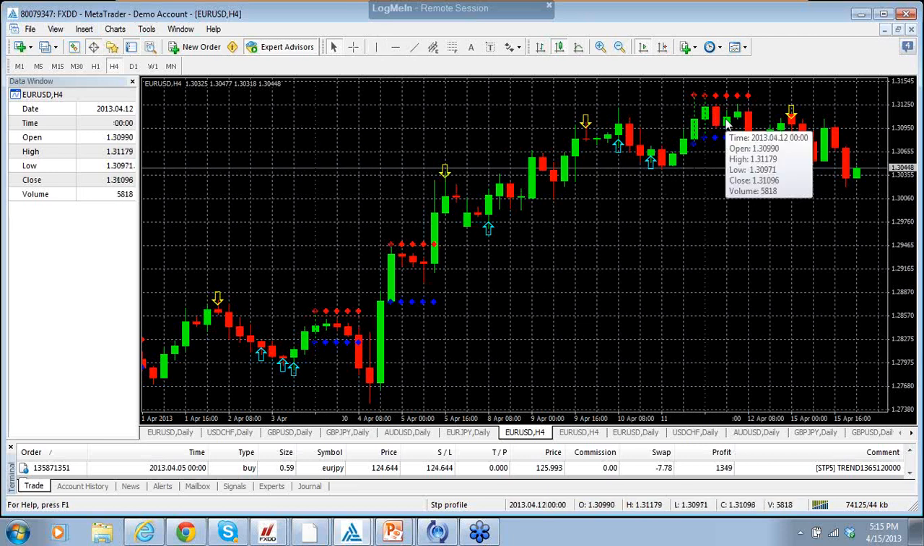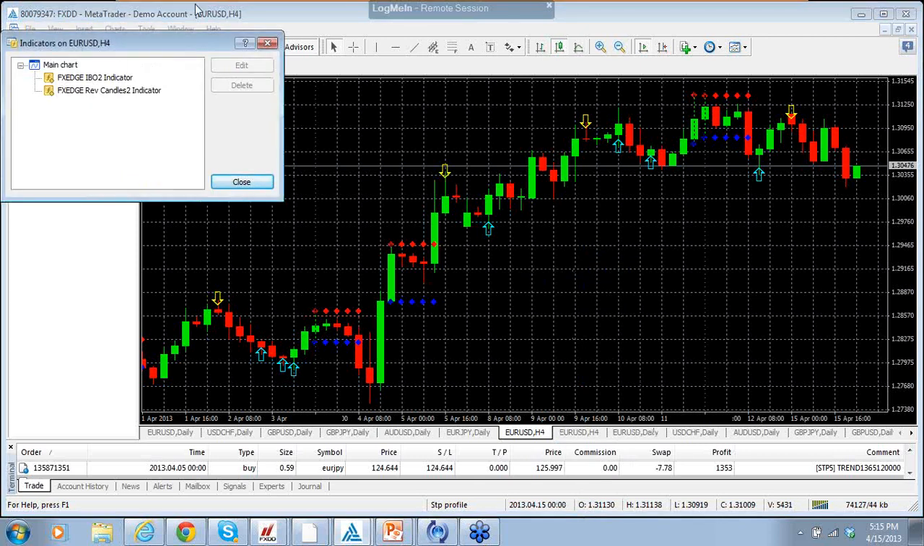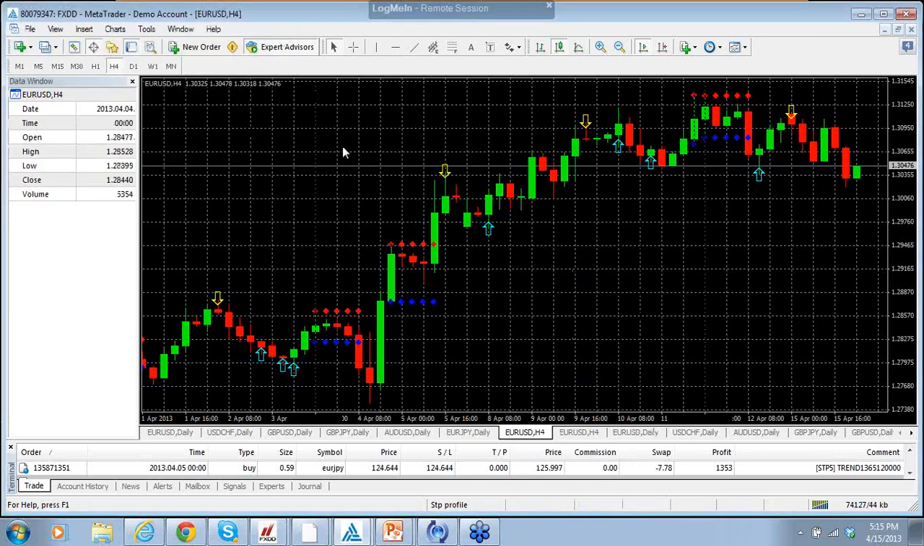And then we had another 3-bar. 1, 2. This one would have profited, and so did this one. I'm telling you, that IBO Rev has been performing so well, and it's probably because so few people have it, or it's still being implemented.